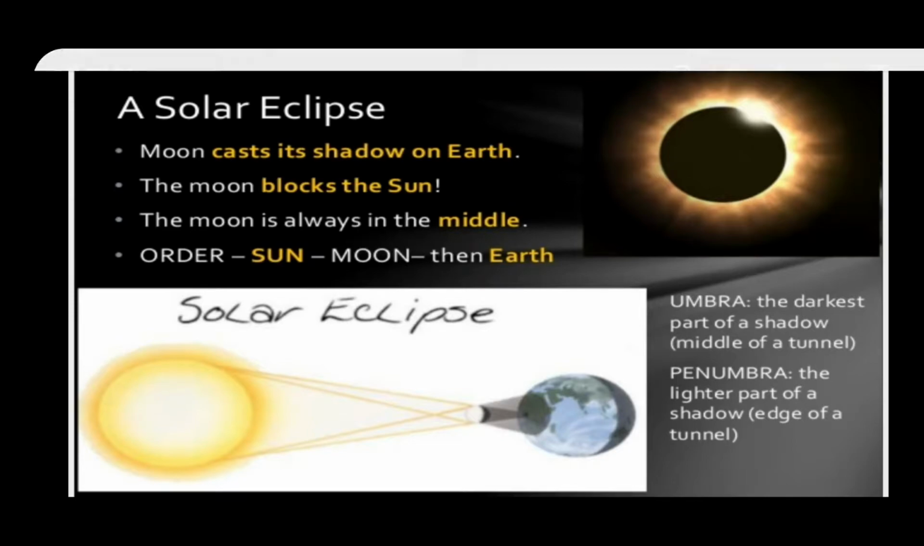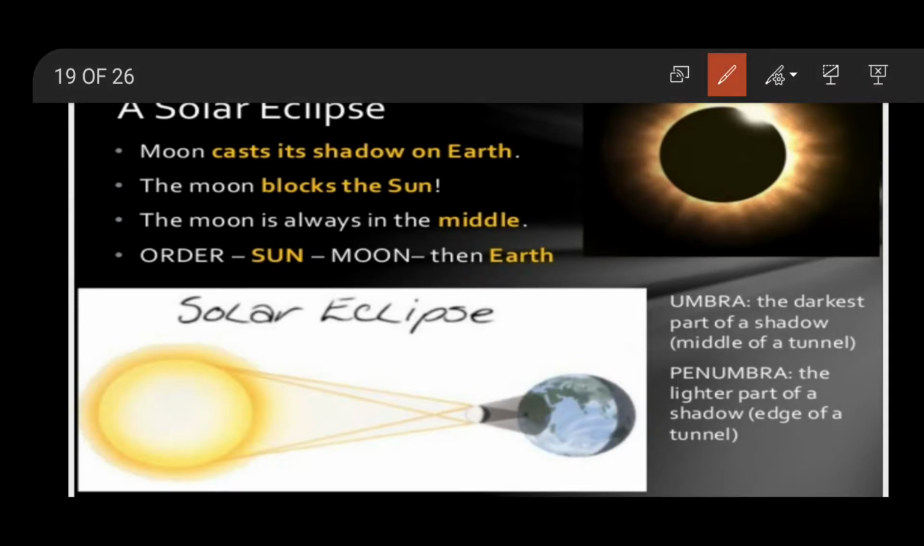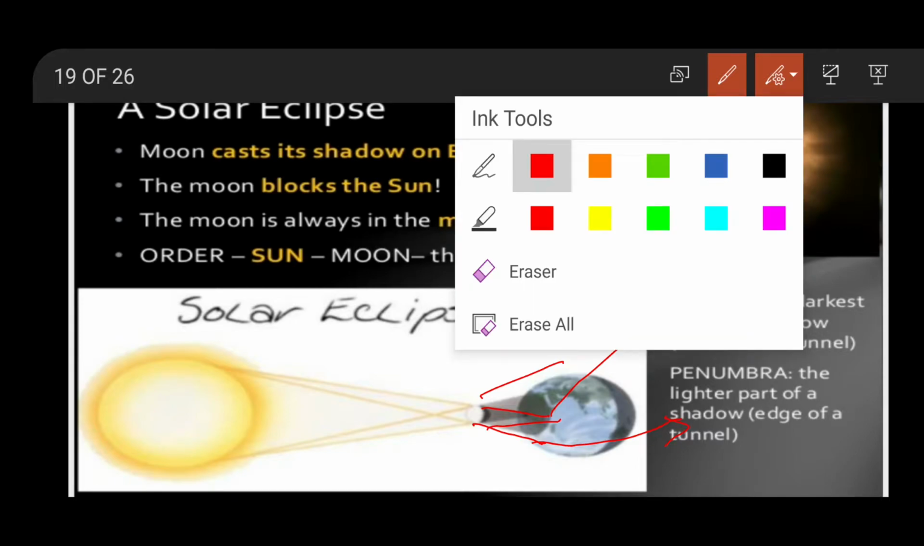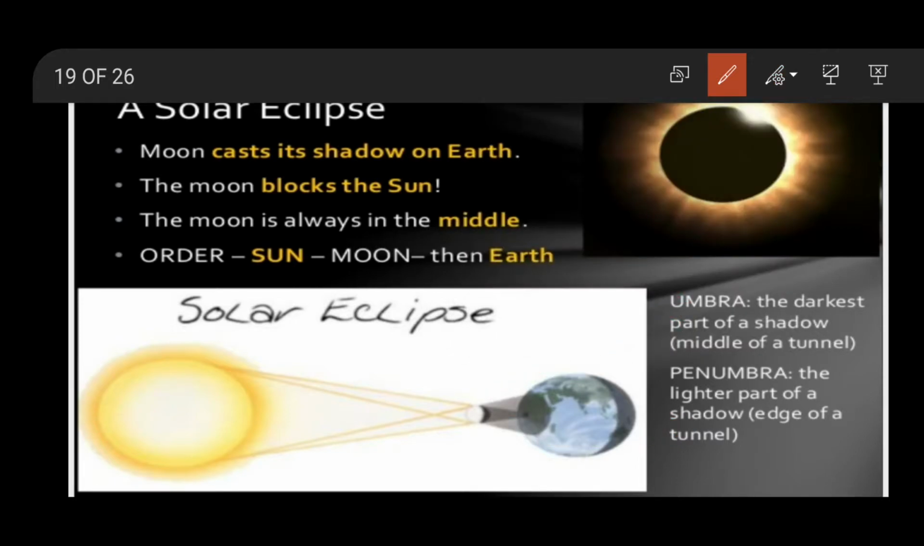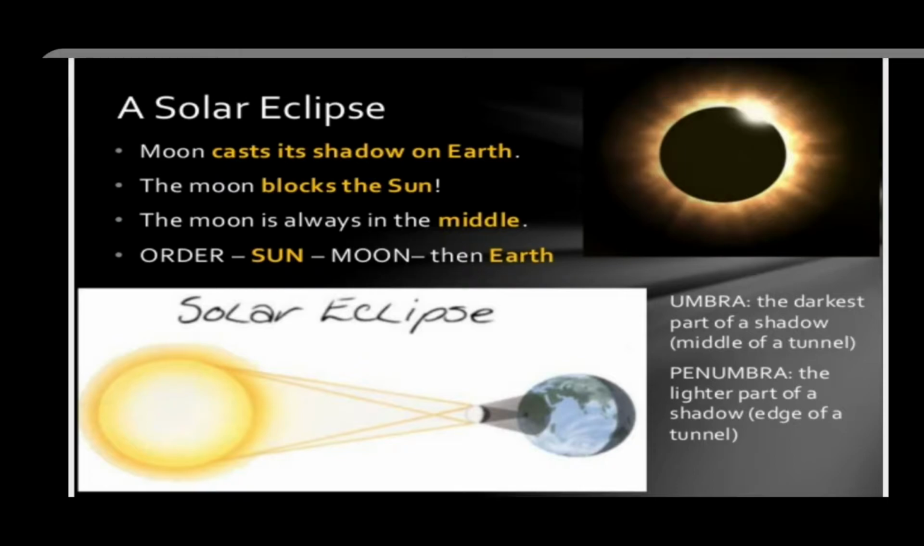As you can see in this picture, in the middle of the tunnel there is a darker region. This darkest part of the shadow is known as the umbra, and the outer lighter region is known as the penumbra, the lighter part of the shadow at the edges of the tunnel here. So that's how the formation of this shadow takes place naturally.